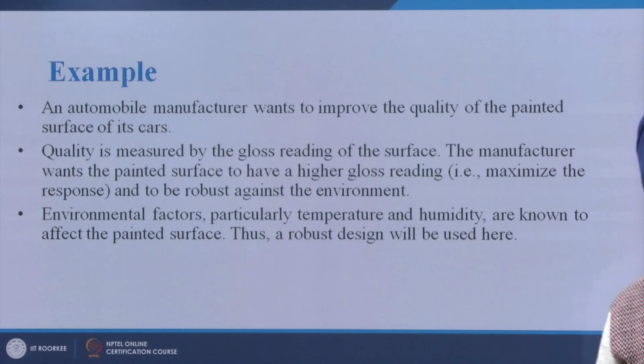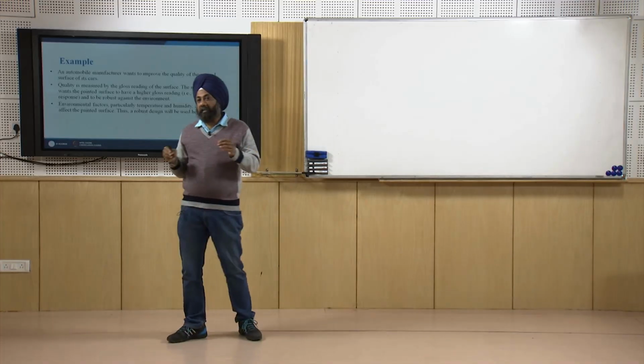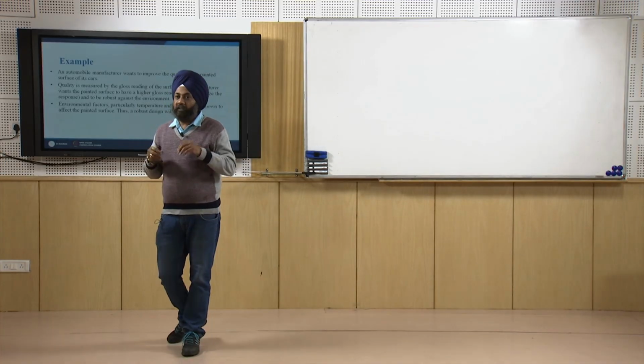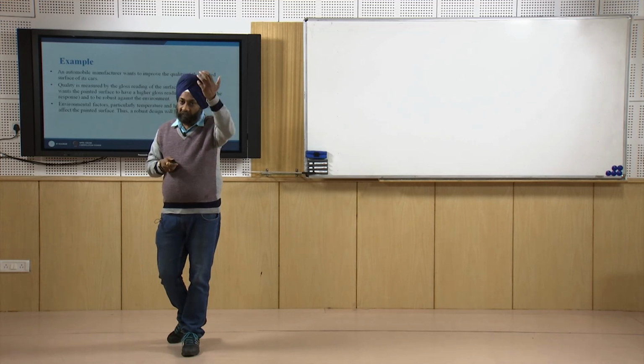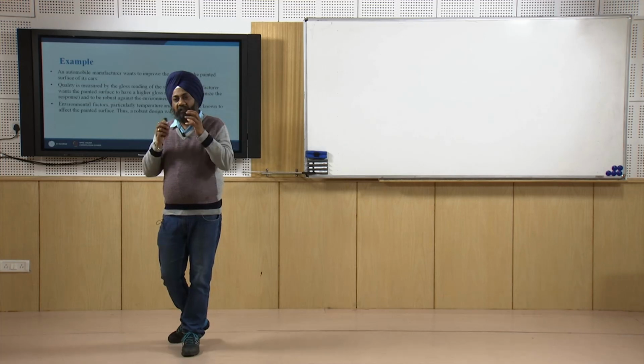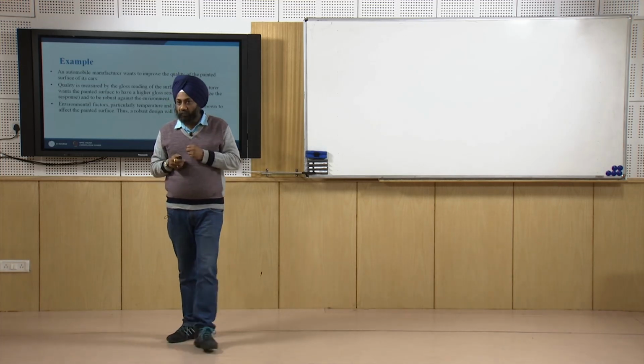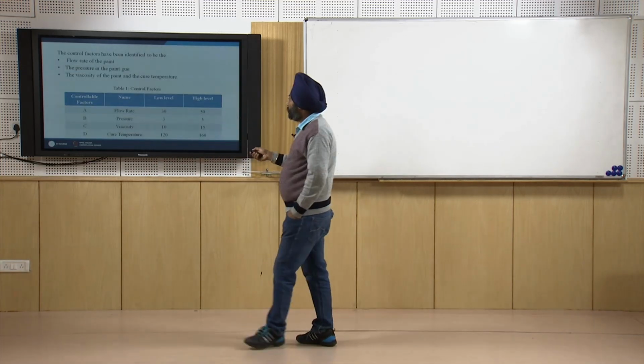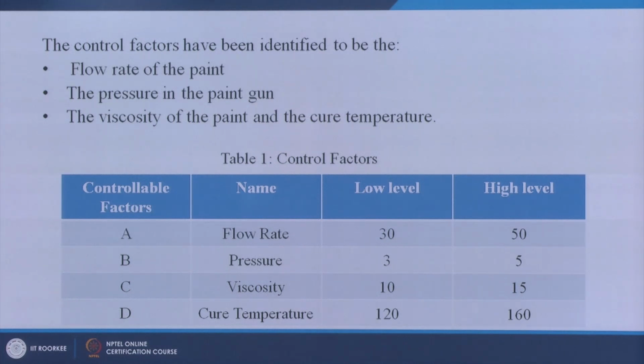Now, we have to ensure that even if the car is parked in the open or it is subjected to the temperature or direct sunlight, the surface should not get influenced. Now, what are the parameters that we can control? We can control a few parameters. While depositing the paint on the body of the car, we can control the flow rate of the paint gun, the pressure in the paint gun, the viscosity of the paint, and the cure temperature.